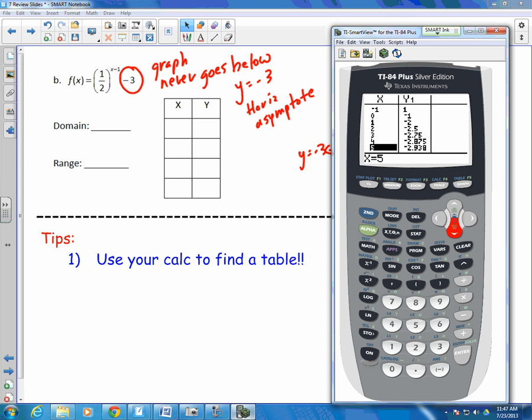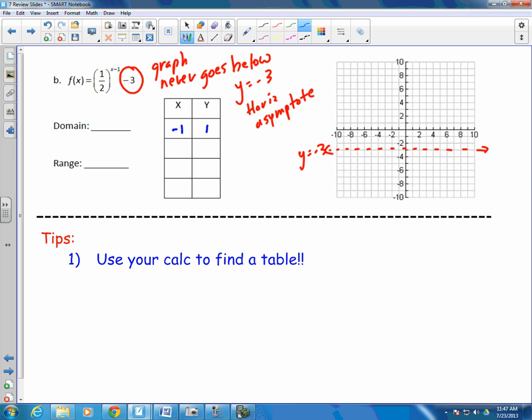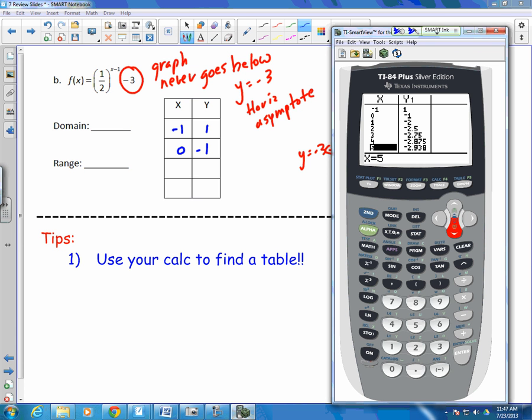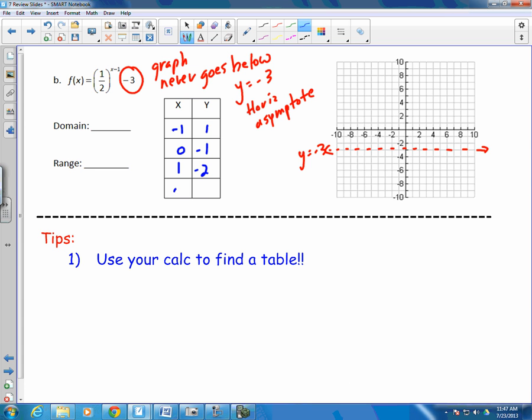So the other thing I'm going to do, I'm going to find some points. So I got -1, 1, 0, -1. All right. 1, -2, 2, -2.5. All right, so I plot these points. So I got -1, 1, 0, -1, 1, -2, and 2, -2.5.